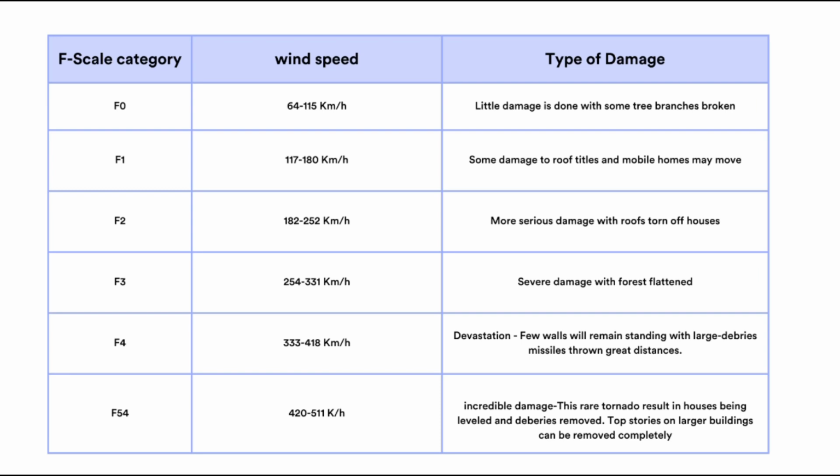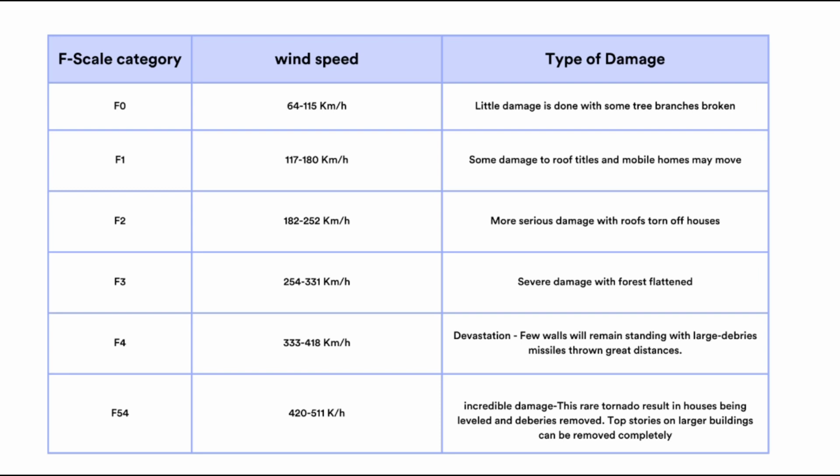If your category is F2, it will be 182 through 252 kilometers per hour. More serious damage, with roofs torn off houses. F3, 254 through 331 kilometers per hour. Severe damage with forests flattened.